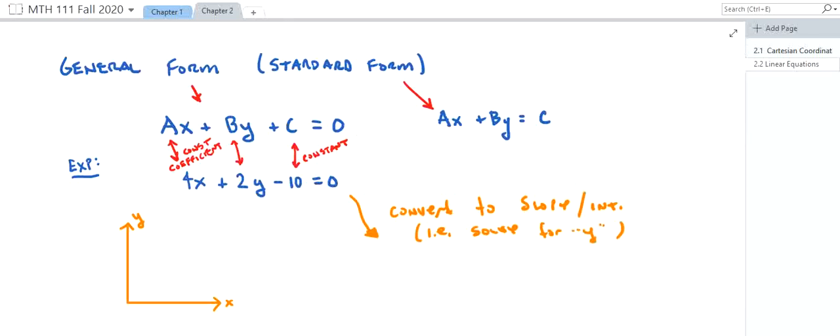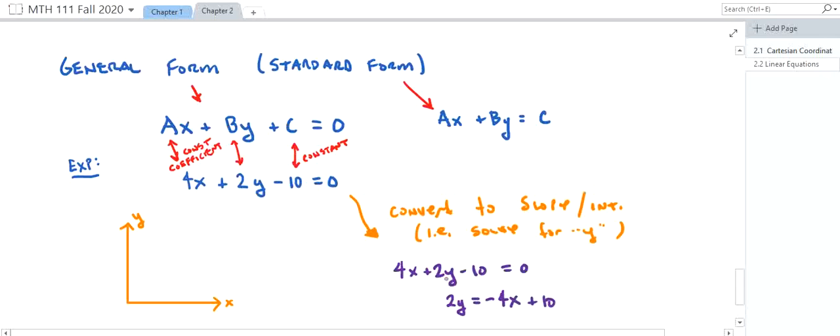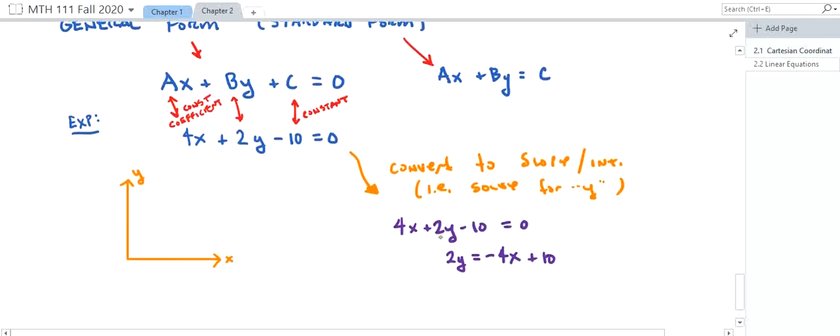So let's do that. That means we want to get everything on the right side of the equation, except for y. So let's do this in a couple steps. 2y equals minus 4x plus 10. You want to do the algebra to double check me on your own. I'm skipping the detailed steps here that I usually do.